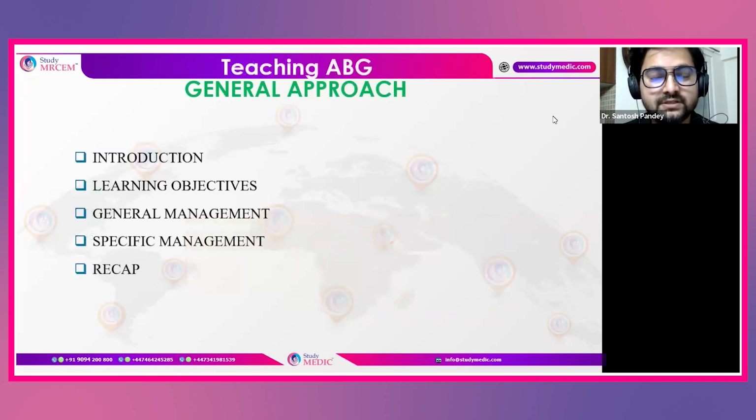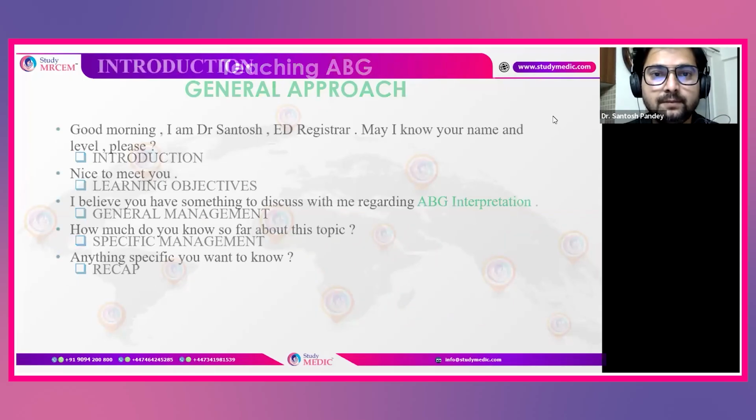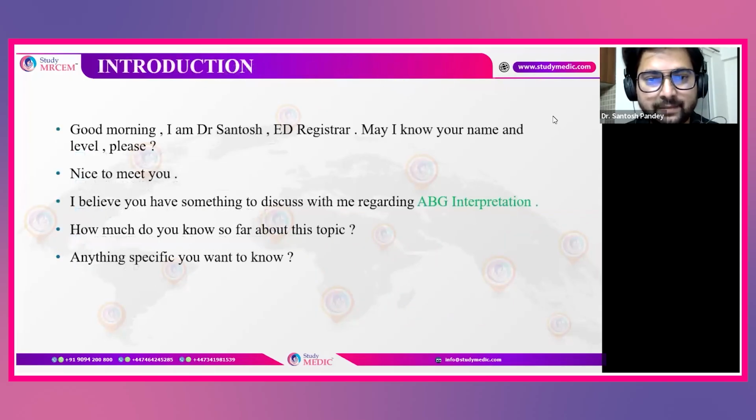Now again, the general approach is the same in all teaching stations, whether it is ABG, ECG or chest X-ray. You follow the same protocol, same algorithm. Then you come to the algorithm introduction, which is the same as I told for the ECG. You can tell him, I believe you have something to discuss with me regarding ABG interpretation, and then you ask for the ABG. Probably most of the time you would not be given an ABG once you enter the room, but at this station you tell him you have something to discuss, and at this time you can ask if you can see the ABG report.